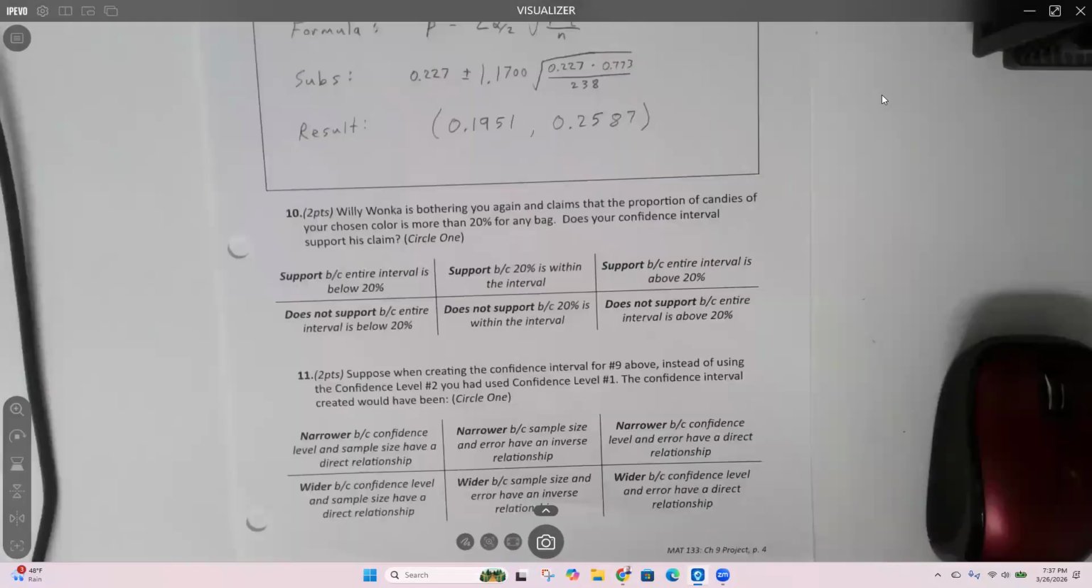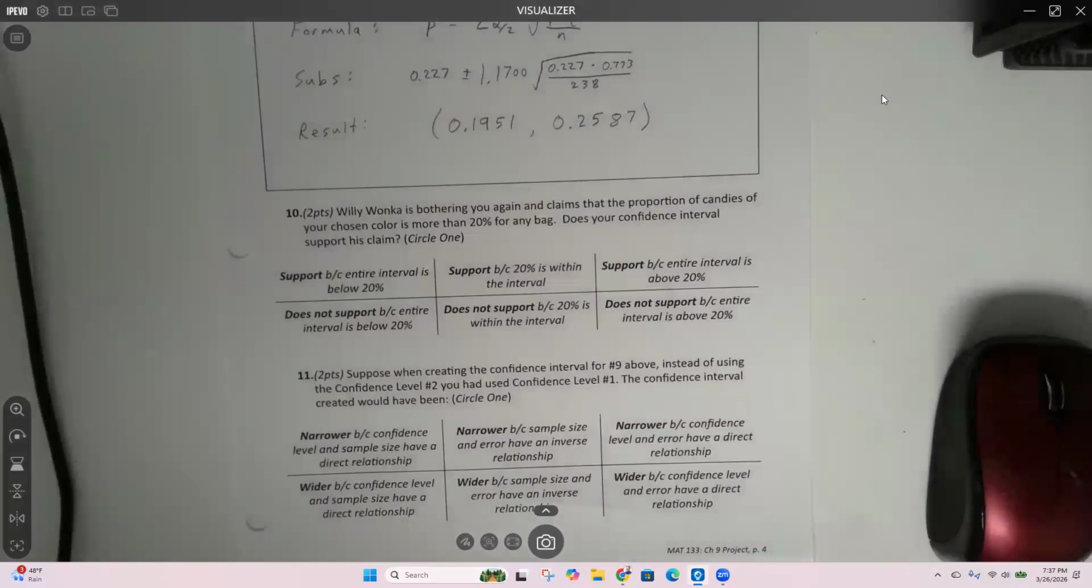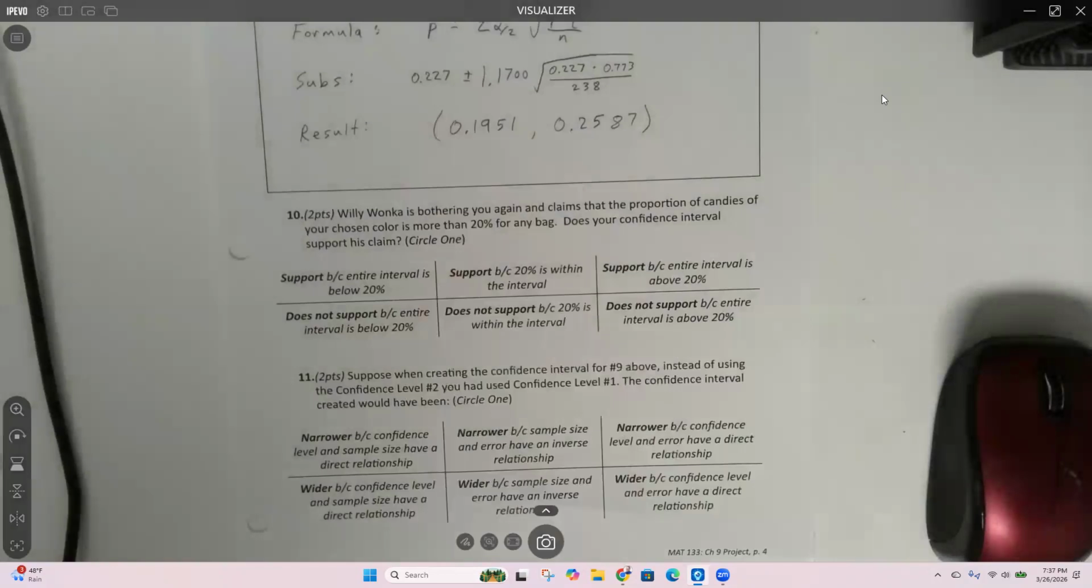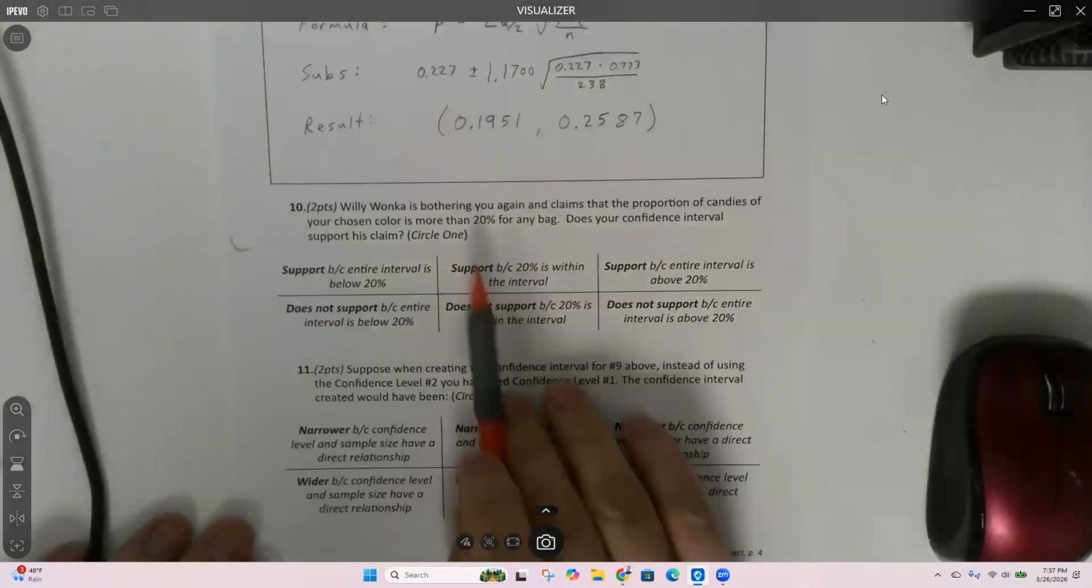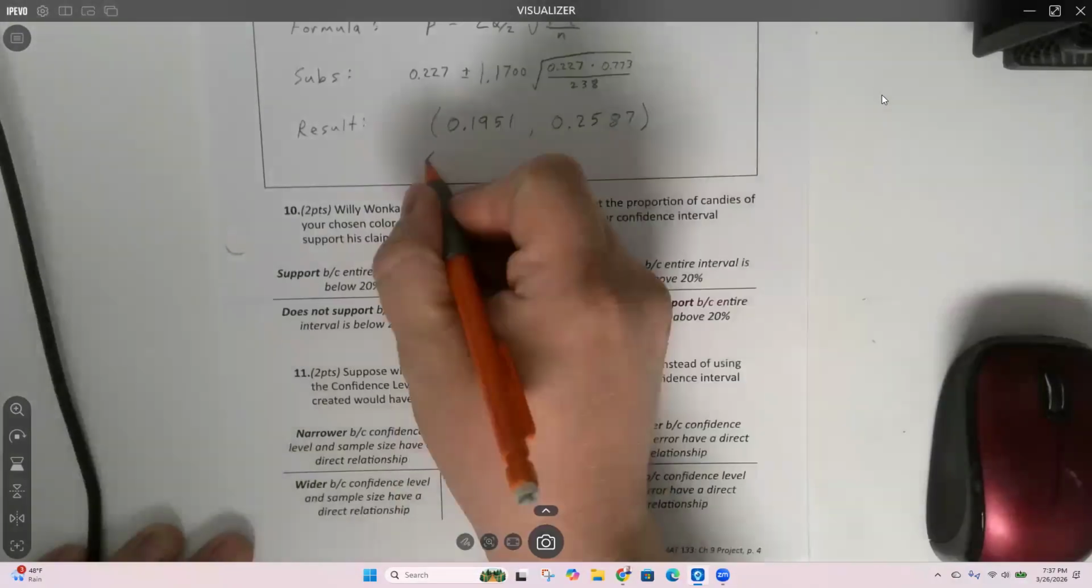Now, why do we care? If he came and told me that more than 20% of Skittles are yellow, I'd be up in arms, right? I don't like the yellow ones. So we're going to check where 20% lands in our confidence interval.